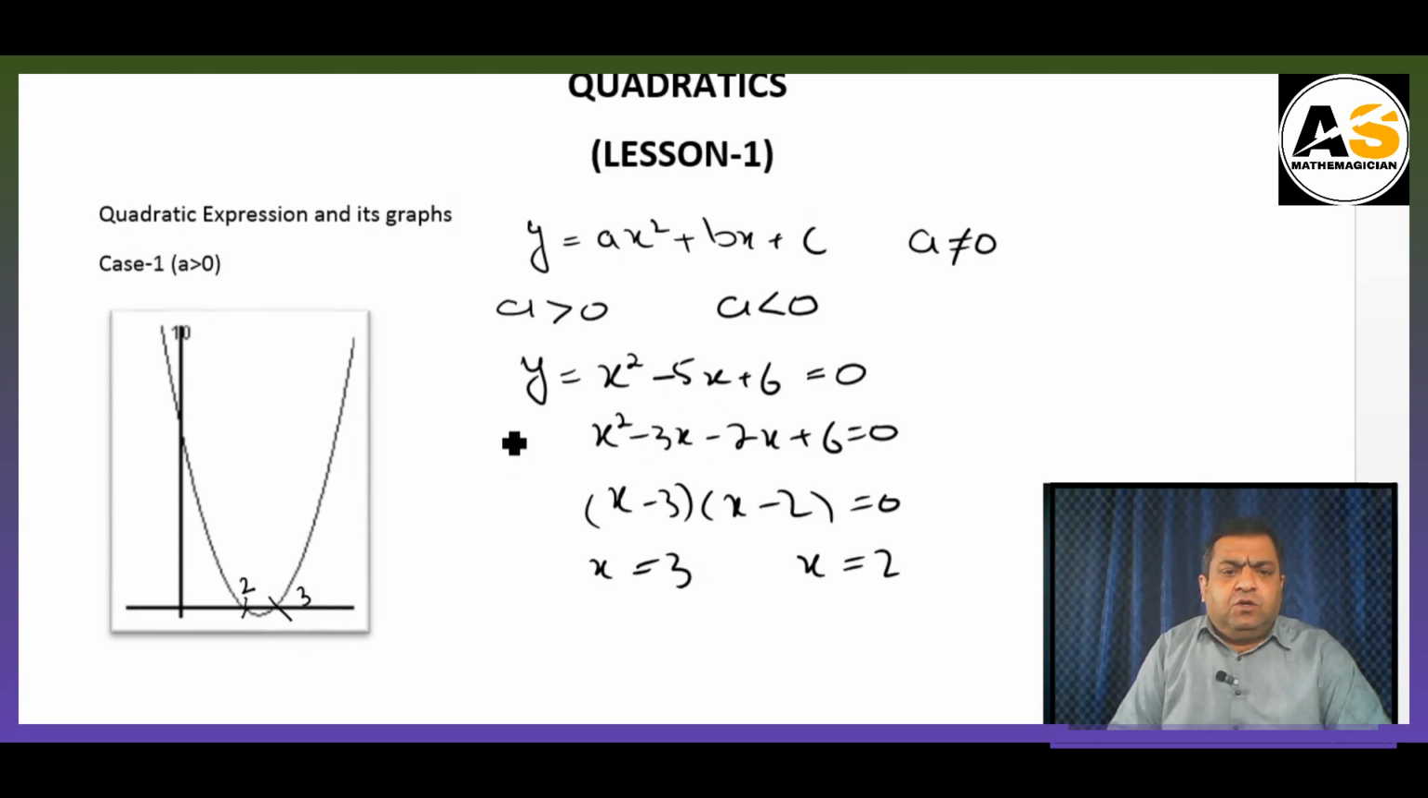I have drawn the exact graph of this quadratic polynomial, and you can see that it comes from above the x-axis, crosses the x-axis at x = 2, then goes down, reaches its minimum value, then comes up again, crosses the x-axis again at x = 3 and goes up. This point at which it turns back is called the vertex of the parabola. Parabola is the graph of any quadratic polynomial.